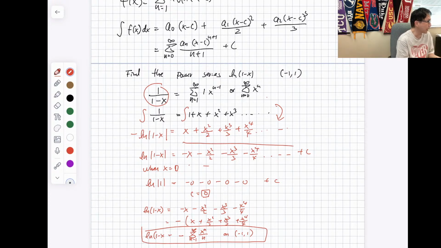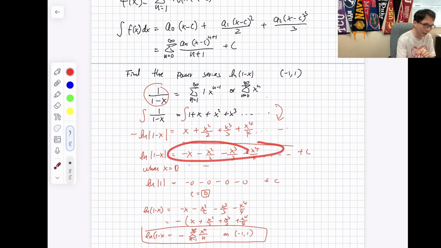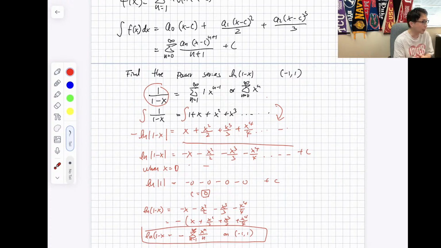You don't know what c is. But we know x equal to 0, and all the x terms are going to go away. Do you see all the terms with x are completely gone, and this is 0? So natural log of 1 is equal to c, and natural log of 1 coincidentally also equals 0. So c is equal to 0, so you don't have any issues with c.